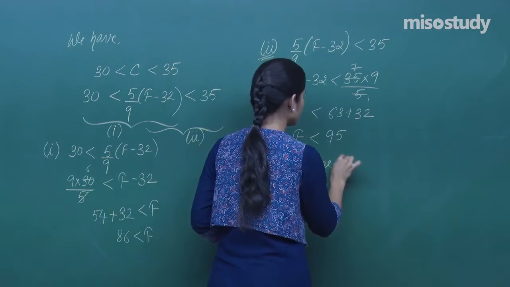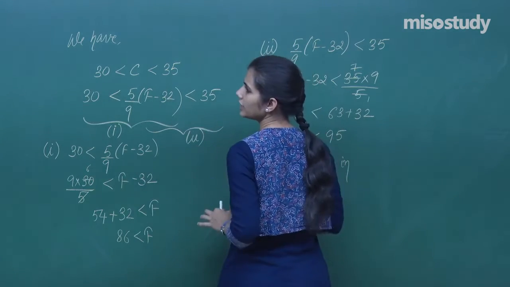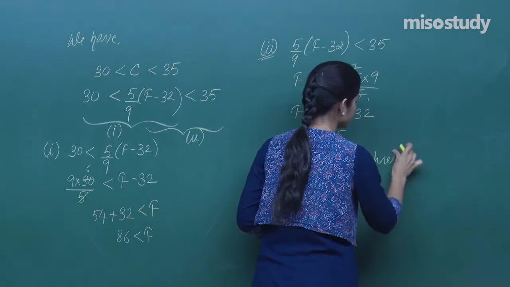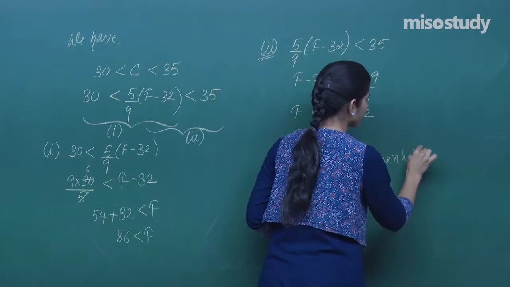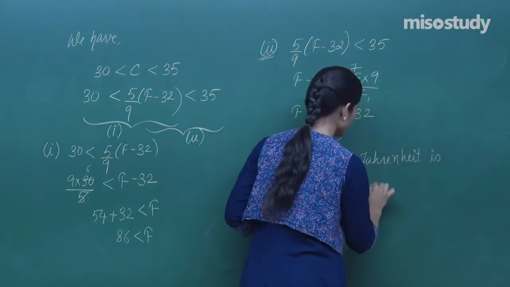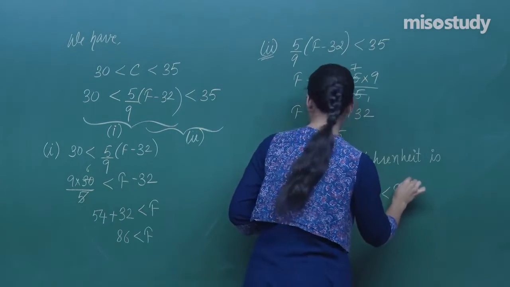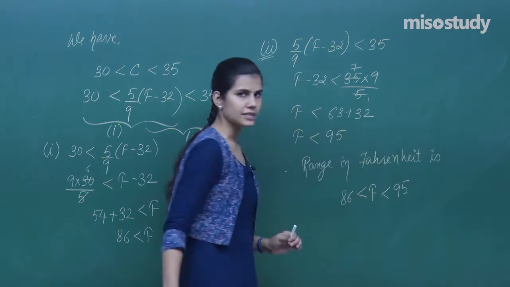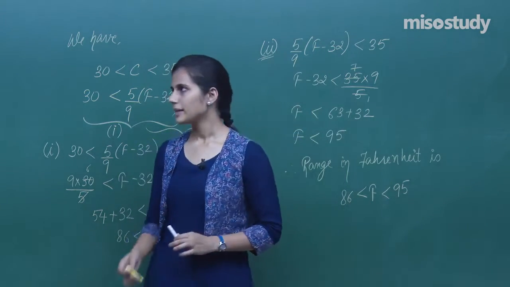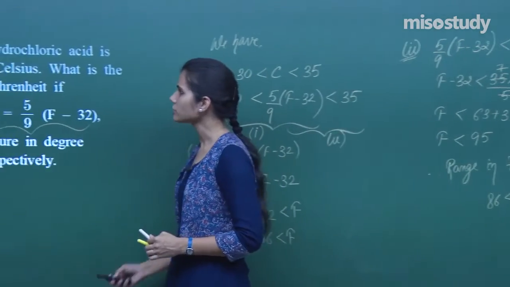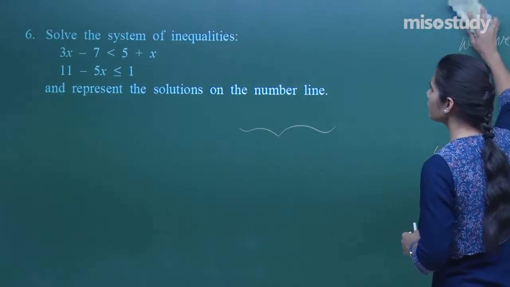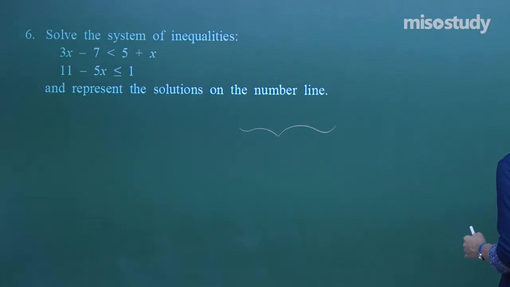So therefore, the range in your Fahrenheit is that it should be less than 95 and it should be greater than 86. Is it clear? That's how one of the applications also come of linear inequations. Next we have: solve the given system of inequalities and represent the solution on the number line.